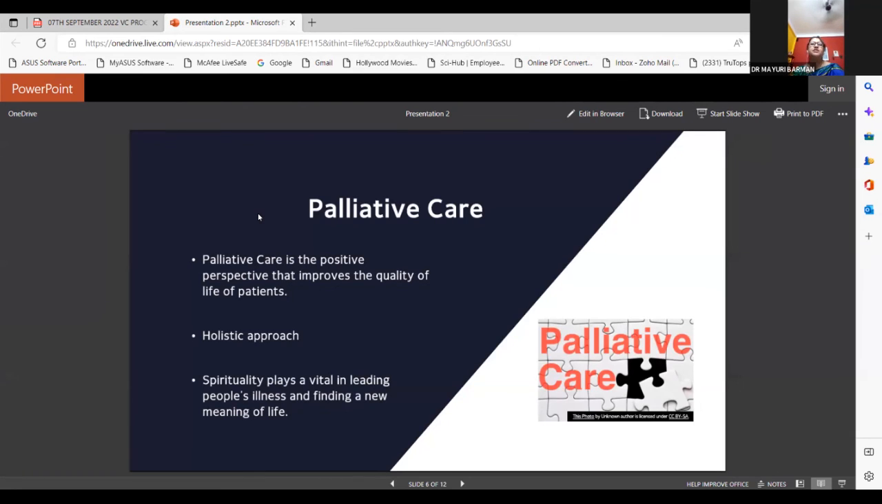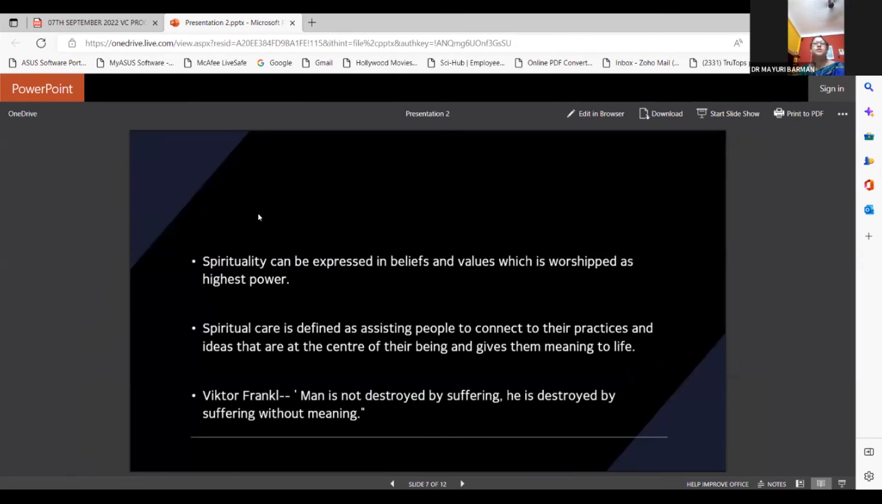Palliative care. Palliative care is the positive perspective that improves the quality of life of patients. It is a type of holistic approach. Spirituality plays a vital role in living with illness and finding a new meaning of life. Spirituality can be expressed in beliefs and values, which is the highest power. So spiritual care is defined as assisting people to connect to their practices and ideas that are at the center of their being, and gives life-threatening patients a meaning of life. Viktor Frankl said that man is not destroyed by suffering, he is destroyed by suffering without meaning.